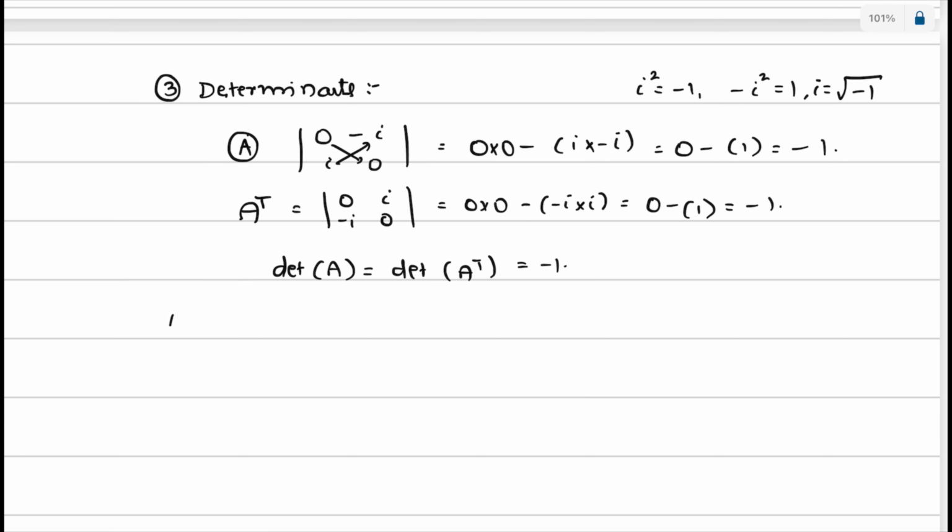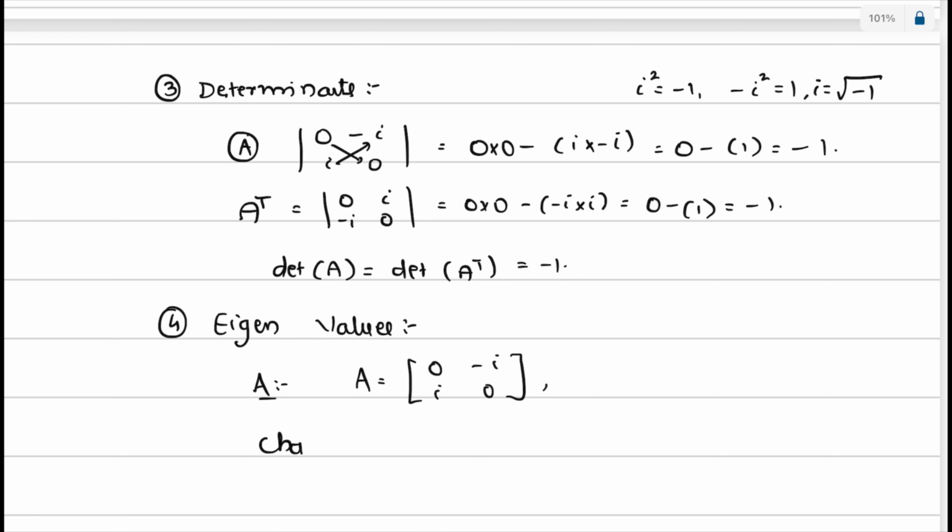Next, let us find out the eigenvalues for both the matrices A and A transpose. First, for A, which is given as A is equal to 0, minus i, i, 0. Then what is the characteristic equation?